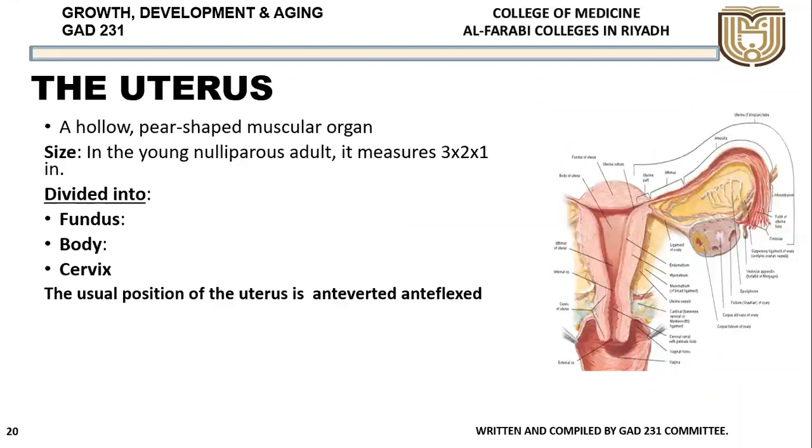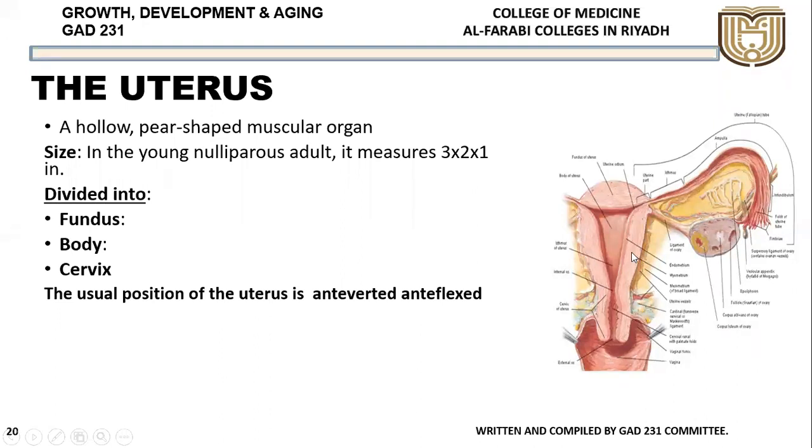Now coming to the next important organ, we studied the ovary, then the fallopian tubes. Now we are studying the uterus. If you see here, there is the uterus. It is a hollow pear-shaped muscular organ. As you can see here, there is a big cavity. So it is hollow, and it looks like a pear-shaped muscular organ because it has a thick muscle. If you can see here, there is a thick muscle.